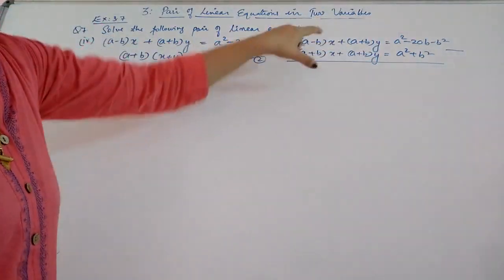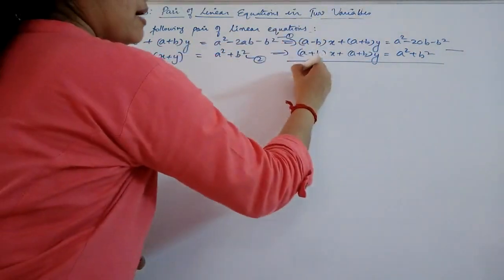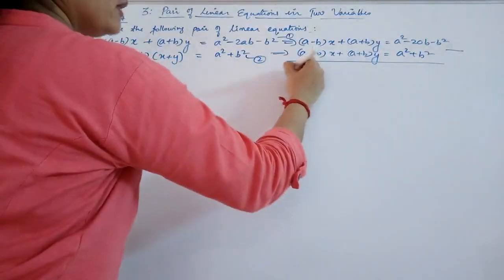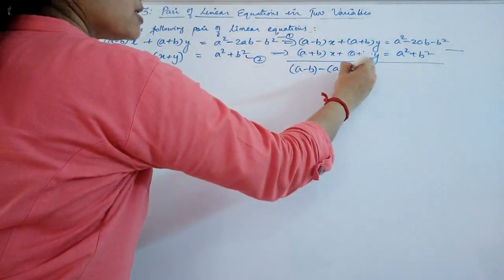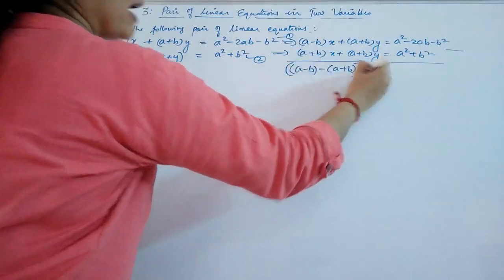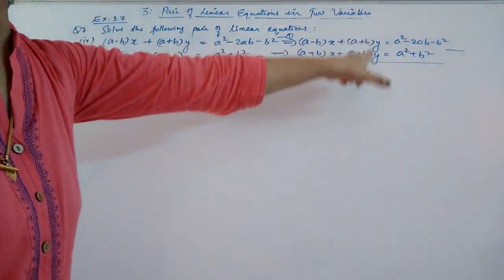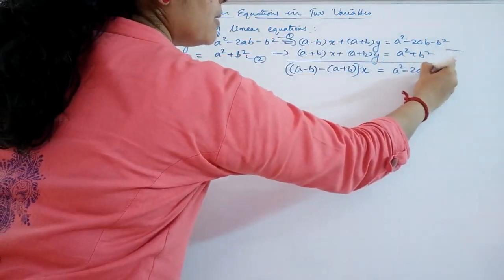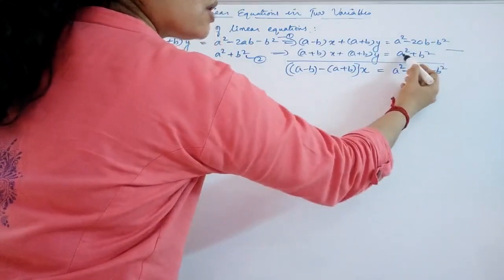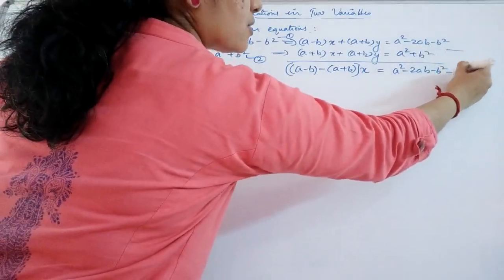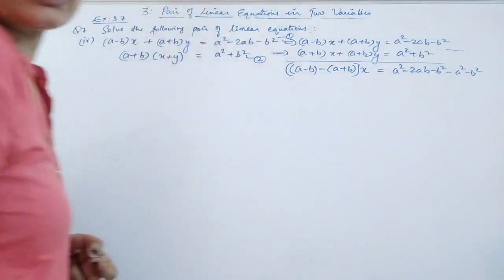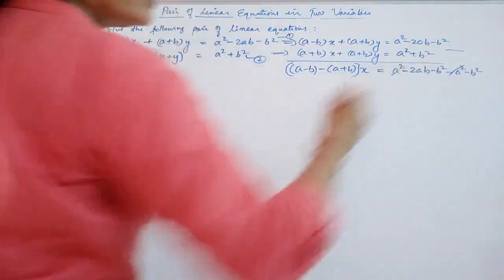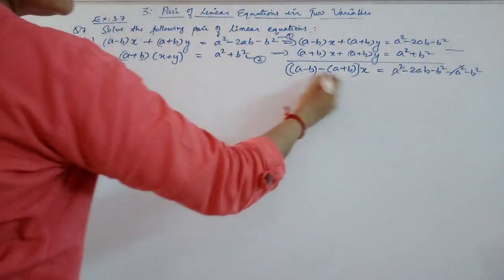Now subtracting these two will give you how much? A minus b minus of a plus b, whole into x. These two will go, remaining you will get as right hand side a square minus 2ab minus b square, minus of a square plus b square is minus a square minus b square. Okay. Now here you have a square, positive and negative getting cancelled. Here we will just expand.